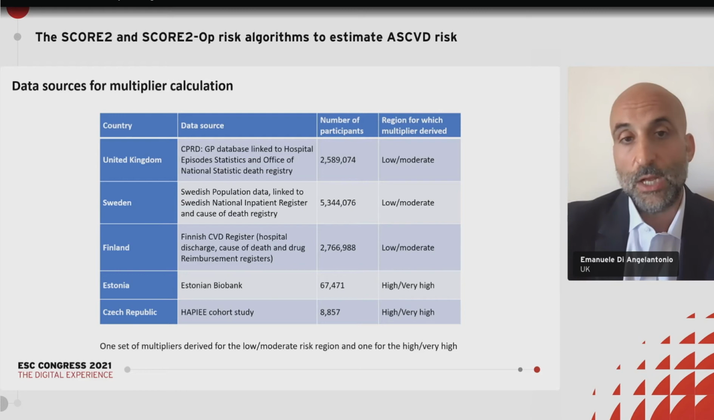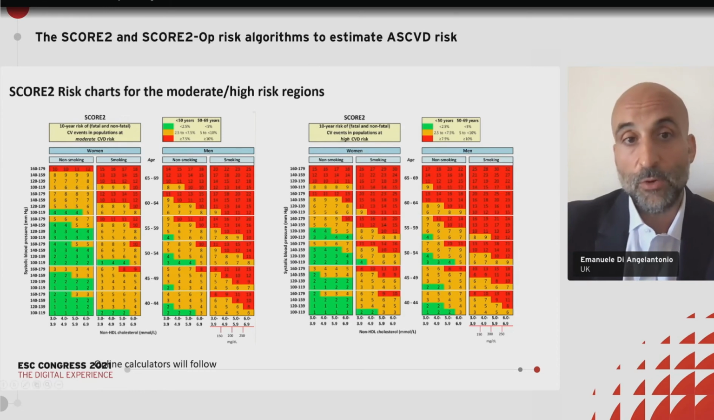Using this large amount of data, we were able to calculate the multiplier that was then applied to the WHO mortality for different regions, and allowed us to recalibrate our regional model. Once we calibrated the regional model, we came up with the SCORE2 risk prediction algorithm. Here's an illustration of that. These are the charts that have been published in the European Heart Journal just a few months ago. Here's a simplification in which, rather than using total cholesterol and HDL, we use non-HDL, but it's very similar to the full risk algorithm that will be available on electronic platforms.